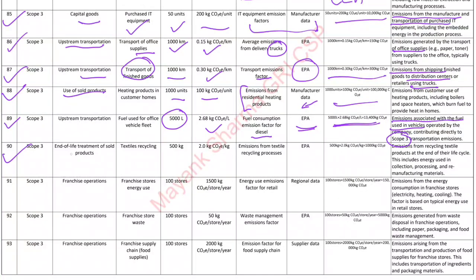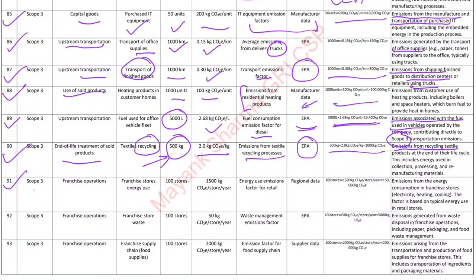The scope 3, again one more example of end of life treatment of the sold products, but again let's say example of textile recycling, how much the quantity is 500 kg, this is the emission factor, emissions from the textile recycling process, referring the emission factor from EPA website, calculation here 500 kg multiplied with the emission factor. So this is the quantity of the recycling of the textile material. So emissions from recycling textile products at the end of their life cycle basically includes energy consumed in the collection, processing and manufacturing the materials, and of course remanufacturing basically.